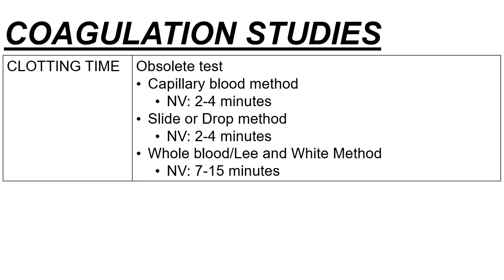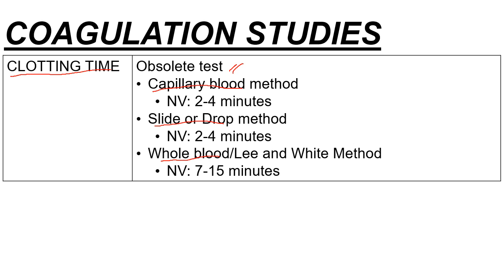Okay. Next naman tayo, mga coagulation methods naman natin. So, unahin natin sa pinakasimple, the clotting time. So, obsolete test na 'to, hindi na 'to ginagawa sa laboratories, pero aralin din natin yung aspects niya. No? We have 3 methods. We have capillary blood method, slide or drop, and whole blood or Lee and White method.